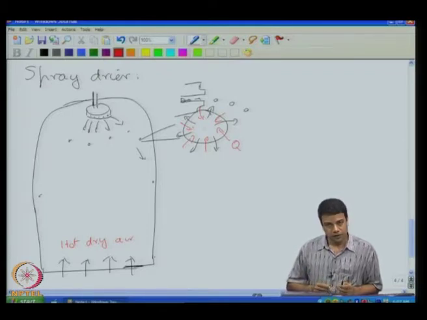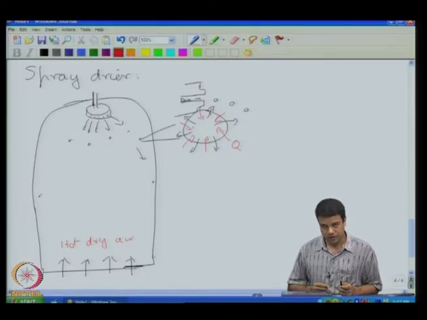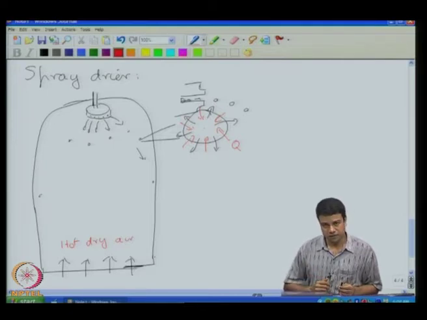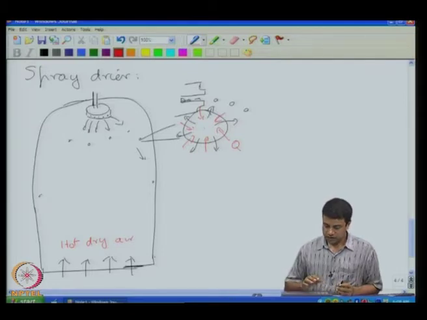The mass transfer is driven by a difference in the concentration or the humidity. The humidity at the surface of the droplet and in the air that is coming in. So, that is an issue of mass transfer, which is driven by differences in concentration. Both the heat and mass transfer are also affected by the speed with which the droplet is moving through the air.